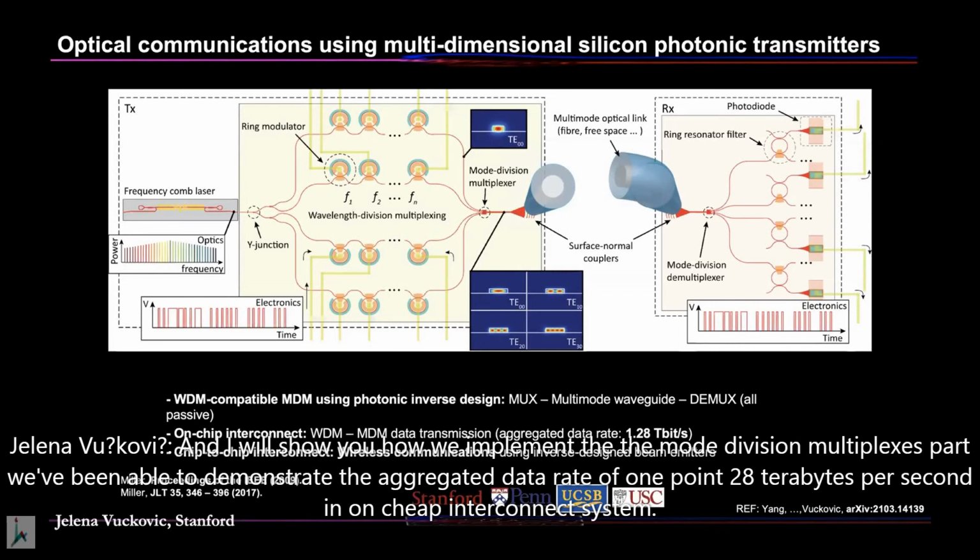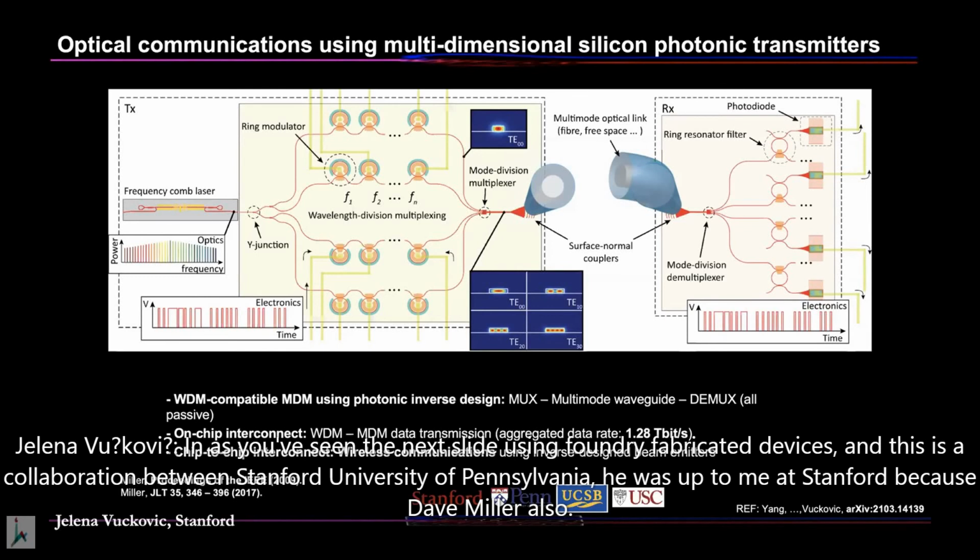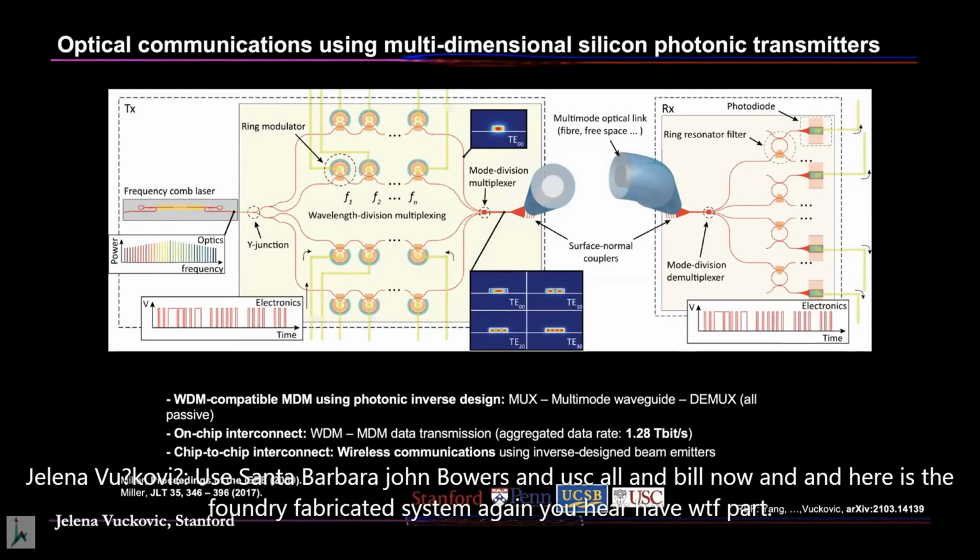We've been able to demonstrate an aggregated data rate of 1.28 terabits per second in an on-chip interconnect system, as you see in the next slide, using foundry fabricated devices. And this is a collaboration between Stanford, University of Pennsylvania, Firooz Aflatouni. At Stanford, we collaborate with David Miller also, UC Santa Barbara, John Bowers, and USC, Alan Willner.